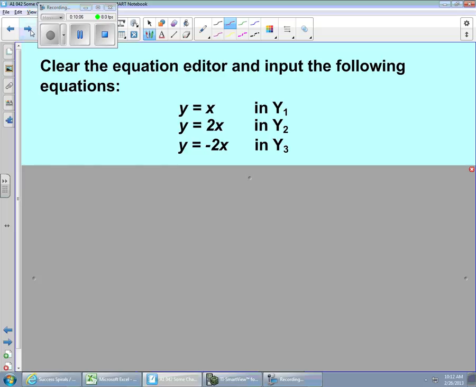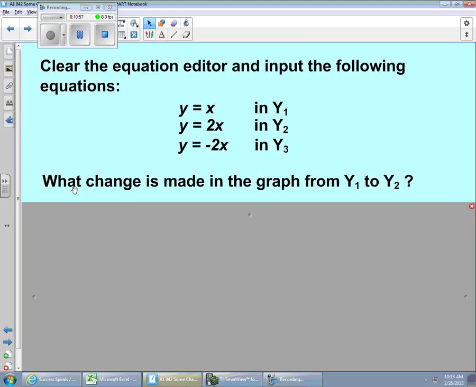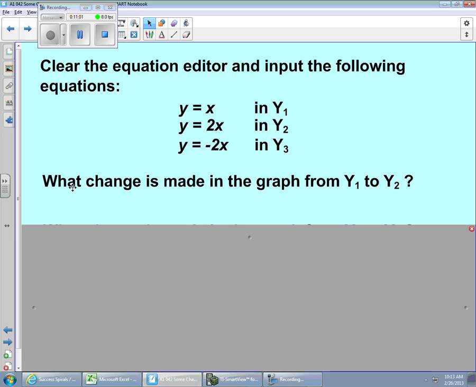All right, now let's look at some different changes that can be made to the equations. I want you to go back to your calculator again. I want you to clear out whatever entries you have, and we're going to instead enter these three guys. Go ahead and graph your equations. And we end up with these three linear graphs. Now let's look and see. Compare graph y1 and graph y2. What change is made from y1 to y2?